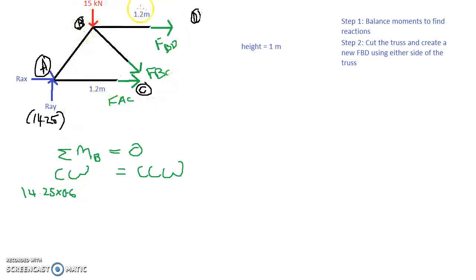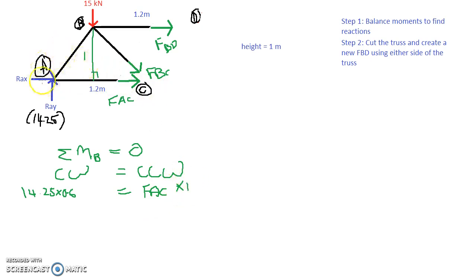Anything else going in this direction? No. Just FAC is going in the other direction. These two forces run straight through point B, so they have no perpendicular distance and therefore will not produce any torque. So we have FAC times a perpendicular distance. Well, the height of this truss is 1 meter, so that distance there is 1 meter. And that is also the perpendicular distance to that force. It's acting in that direction there. All right. So this is times 1.